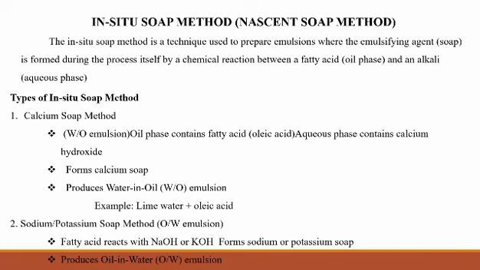So these are the four methods which are used in the preparation of stable emulsion. First method is dry gum method, and the next method is wet gum method. Next is bottle method, and the last one is in situ soap method. These are the four methods used to prepare a stable emulsion, whether it may be an oil in water type emulsion or water in oil type emulsion. Mainly with the in situ soap methods, we can easily produce whichever type of emulsion we require.